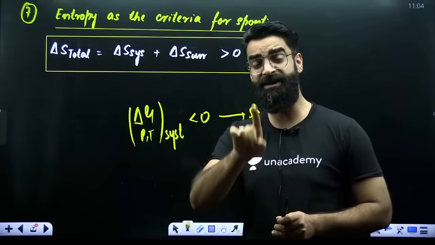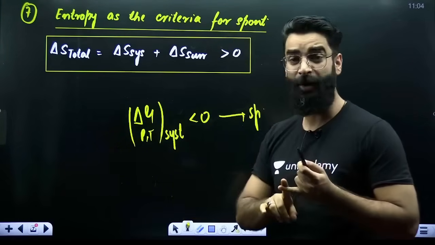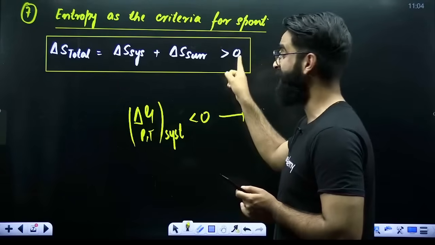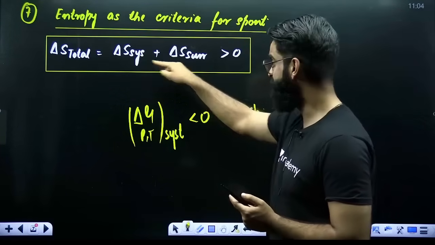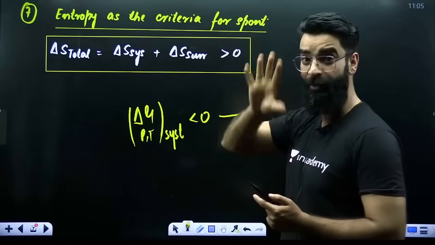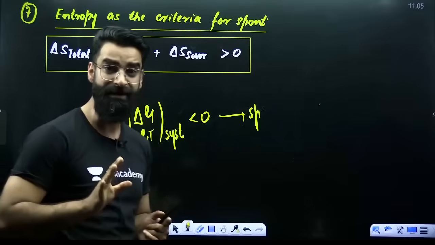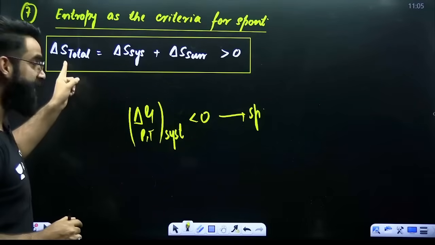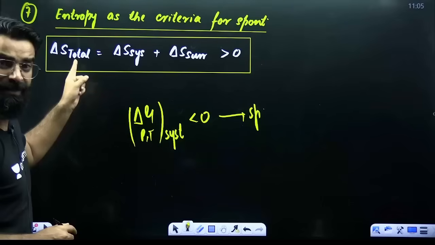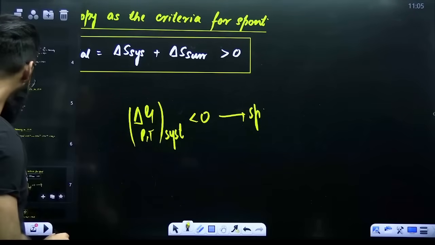But if entropy is the only criteria for spontaneity, then remember, for any process to be spontaneous, delta S total has to be greater than 0. What is delta S total? It is delta S system plus delta S surrounding. This particular term has to be greater than 0. Then only we can say the process is spontaneous if entropy is the only criteria for the spontaneity. Perfect. So remember this particular point as well. This is the criteria of spontaneity if entropy is kept, and this is the criteria of spontaneity if Gibbs free energy is kept. That's all.